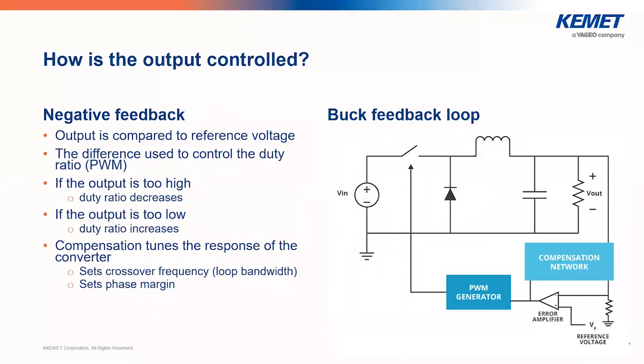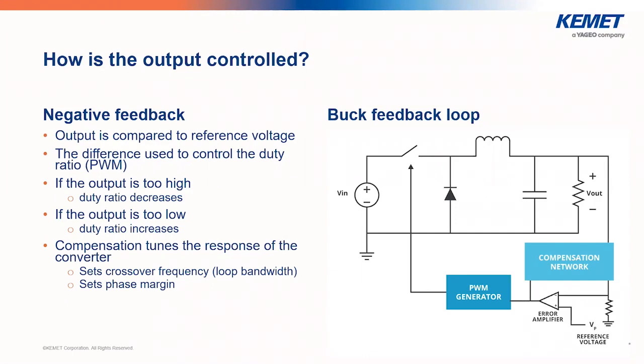So to control this behavior, the performance of the response, negative feedback is used. The feedback measures the output voltage and compares it to a known reference and then amplifies the difference. This error voltage is then fed into the PWM controller, which will adjust the duty ratio to try and keep the output voltage equal to the reference voltage.